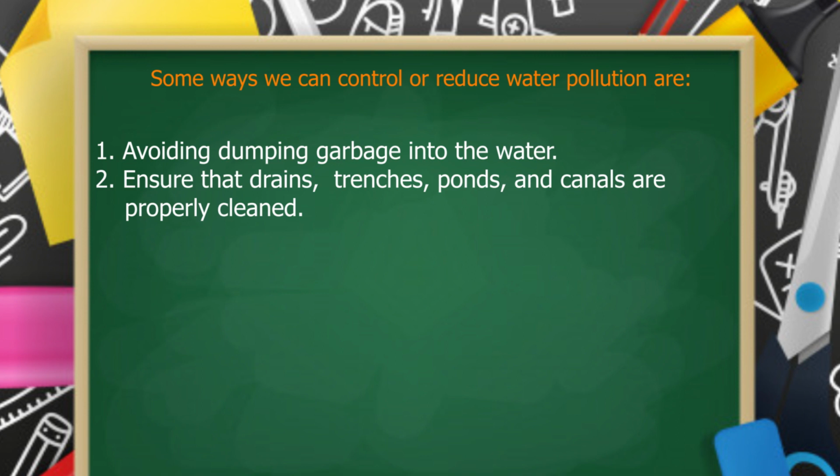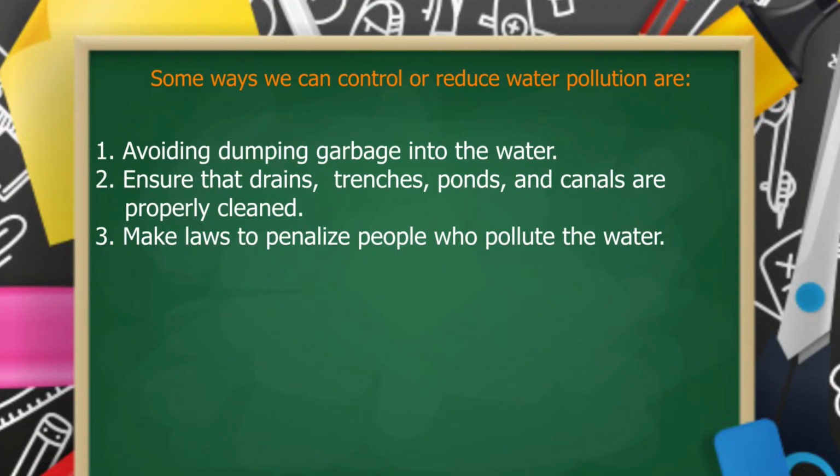Ensure that drains, trenches, ponds, and canals are properly cleaned. And we can do that by ourselves, because we can clean our drains that are in front of us. When it starts having those algae, we take a rake and we rake it up at the side, okay? And with the sun, it's going to dry and the water would have oxygen and it would not be polluted. Make laws. Allow the government to make laws to deal with people who pollute the water.